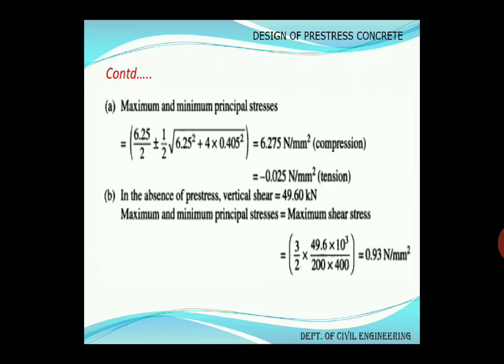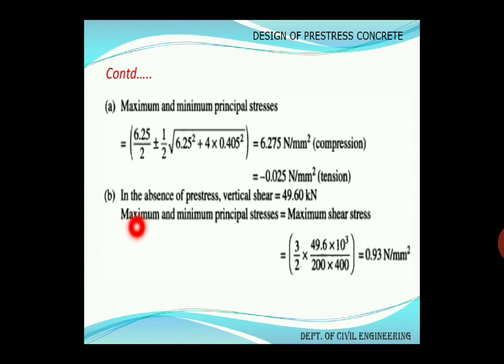Now in the next criteria of the problem, what is asked is, if the pre-stressing force is absent, what will happen? So if the pre-stressing force is absent, the reaction which we had got itself remains the vertical shear. There is nothing subtracted from it. The reaction which we had got was 49.60 kilonewton. So it remains the same, 49.60 kilonewton. So we have to use this directly to find the maximum and minimum principal stresses.